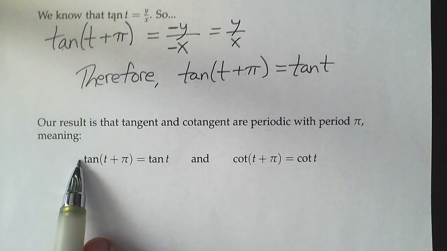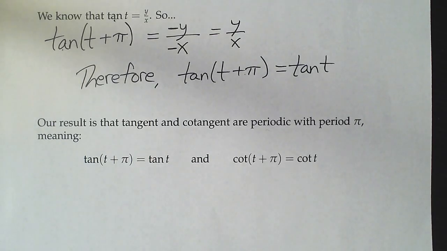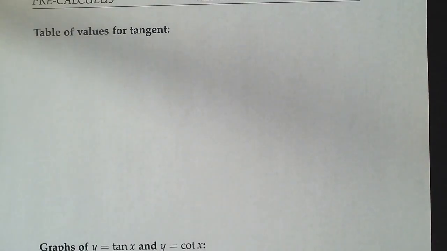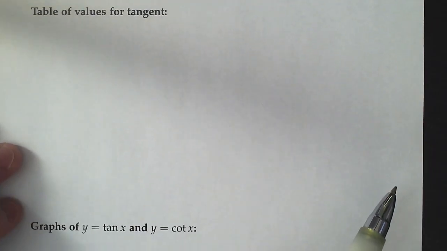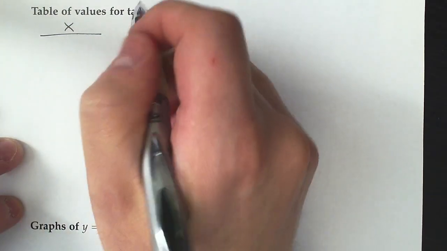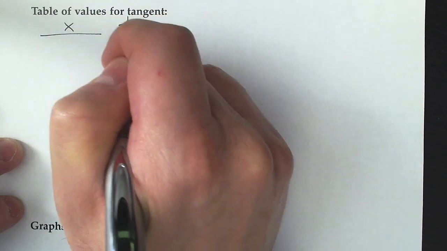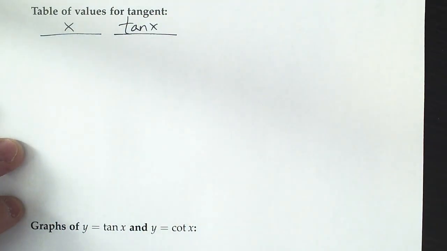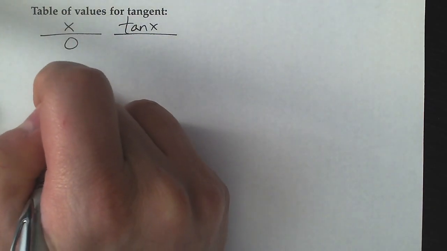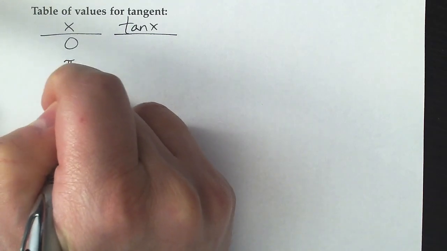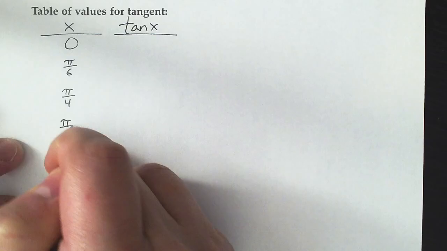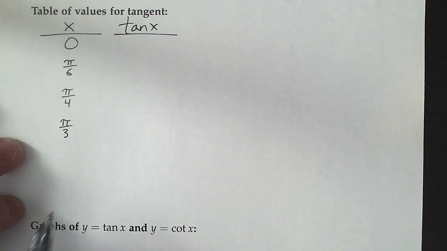Now I'm thinking when we graph tangent and cotangent, they somehow need to repeat themselves every pi units. So this time, I think we'll do a little table of values. Let's do a column for x, a column for tangent x, and leave a little room for scratch work off to the side. Some of the ones that I want to show you are 0, pi over 6, pi over 4, pi over 3. Those are some of the values we've seen on the unit circle.